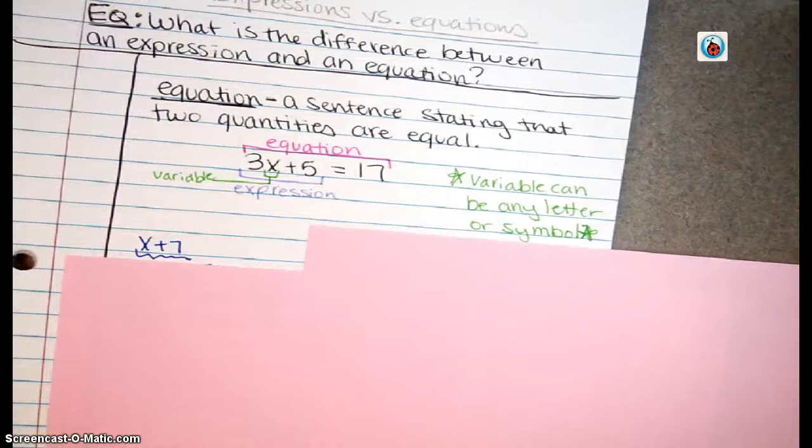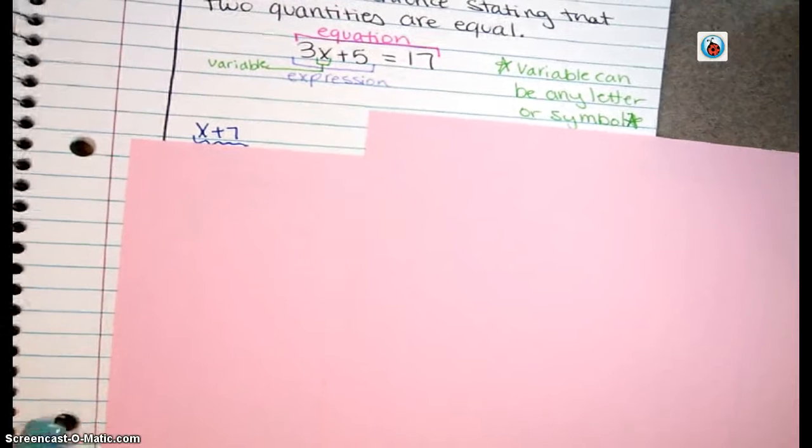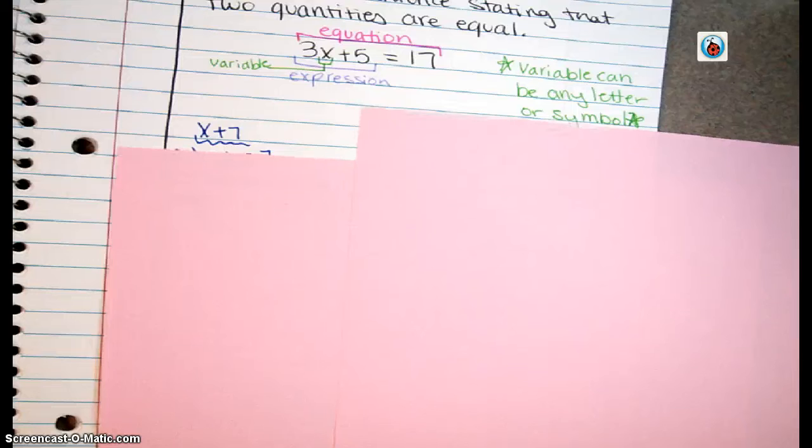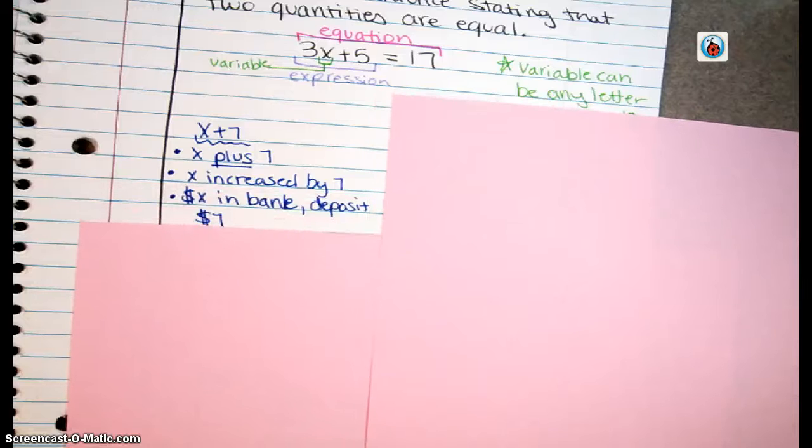First, we're going to look at x plus 7, okay? So this is an expression, just an expression, okay? So x plus 7 in a problem could look like x plus 7, x increased by 7. It could also look like x dollars in the bank and you deposit $7, okay? So in a problem, when you're reading a word problem, if you read something like this where I have some money in the bank, I deposit $7, that's what it's talking about.